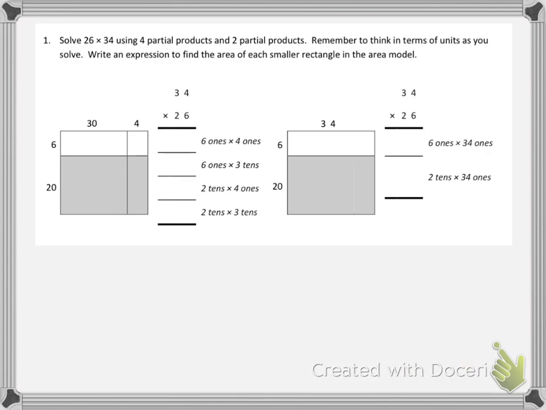Solve 26 times 34 using 4 partial products and 2 partial products. Remember to think in terms of units as you solve. Write an expression to find the area of each smaller rectangle in the area model. So the past couple of lessons we have been using these types of area models, breaking it up by ones, by making 4 partial products. Now tonight we're going to gear over to just making 2 separate partial products.